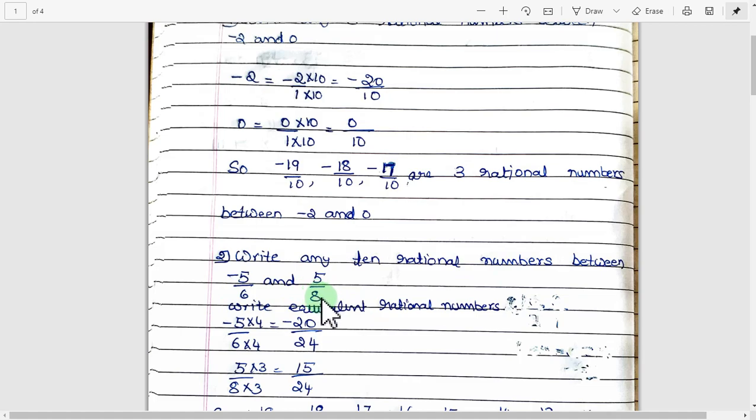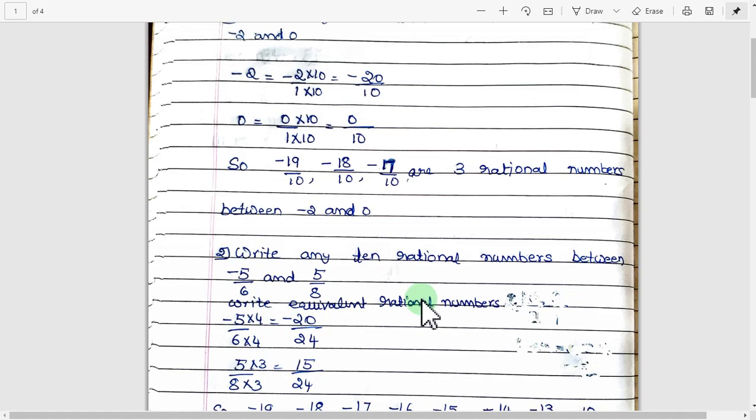See here, the difference between this and this is, here denominators are different. Here, after writing it in rational form, denominators are the same. Here denominators are different. So one method is, last year we learned first equating the denominator. Instead of that, directly you can write equivalent rational numbers.